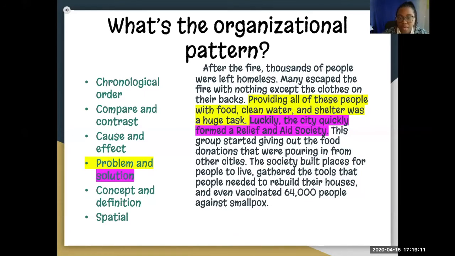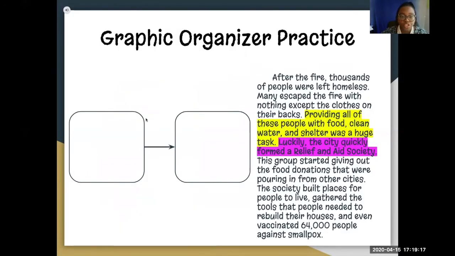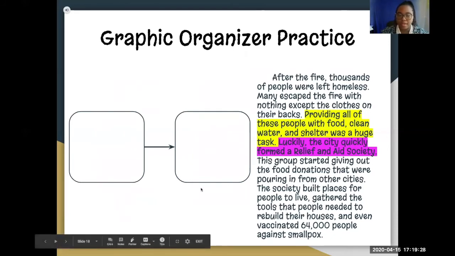So for this one, we're gonna go on ahead to the next slide where we work on our graphic organizer. You can do one problem, one solution, or if you wanna get fancy with it, you can do your one problem and multiple solutions because of all of the things that are provided right here. Okay, gonna give you guys another 30 seconds.